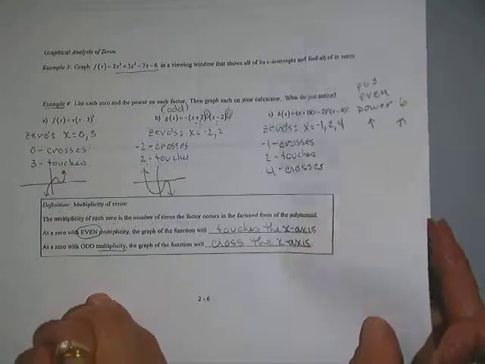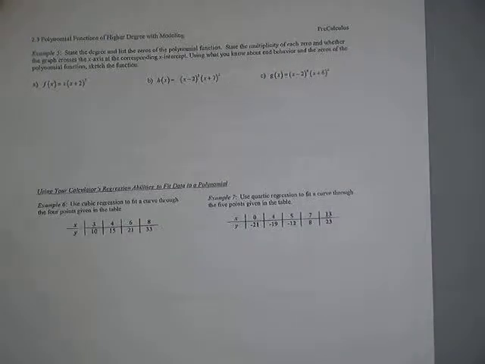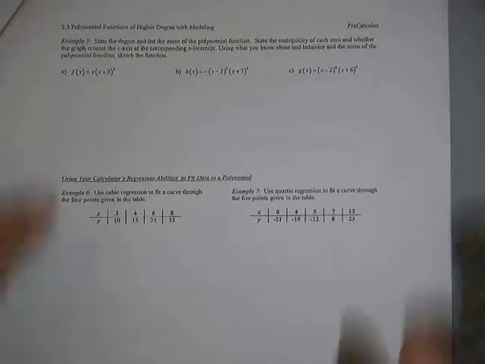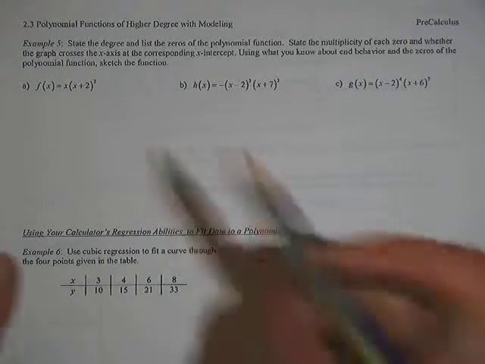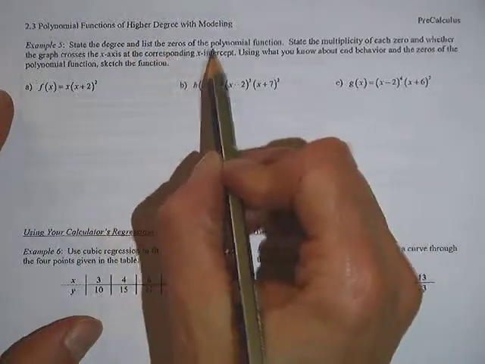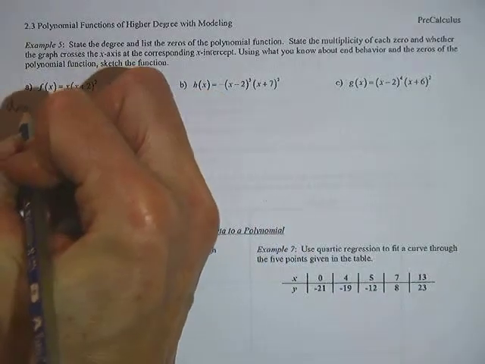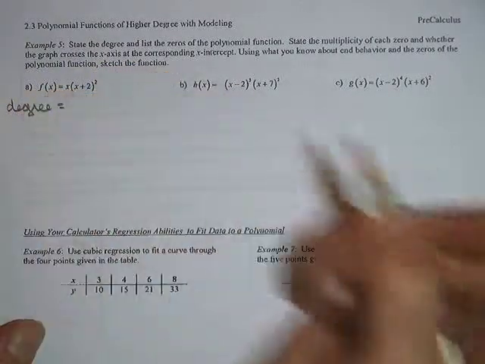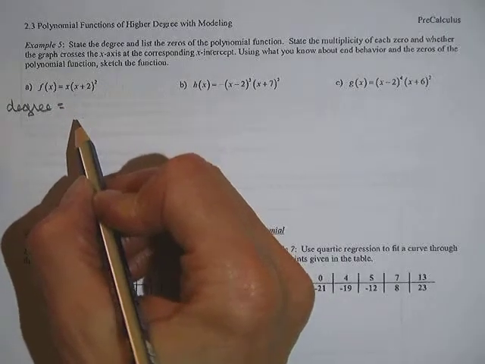Okay? So, here, I think they give you some examples. Can I turn the page? Wait. That's okay. I'll wait. Because I think there are examples on the next page? Yes. Okay. This is what I need you to do. So let's see if we can. There we go. All right. So state the degree and list the zeros of the polynomial function.